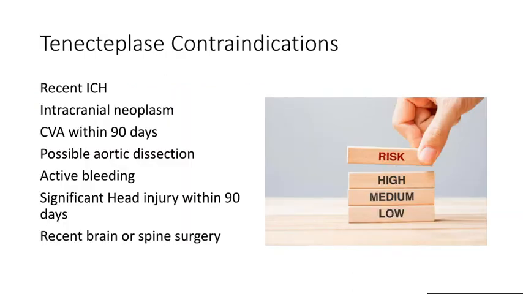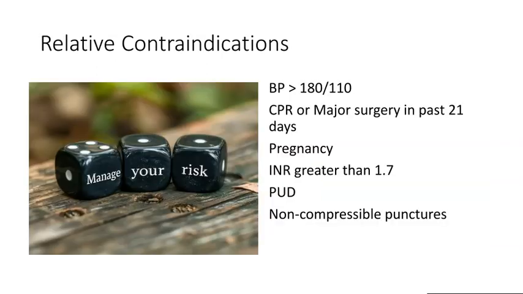Tenecteplase contraindications don't differ from alteplase and are essentially anything that can lead to an increased risk of dangerous or deadly bleeding. Relative contraindications should be taken in context of your patient and their deficits. Consider discussing these with your stroke team prior to initiating thrombolytics.